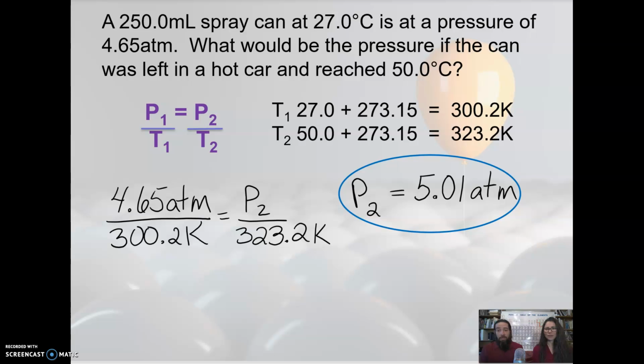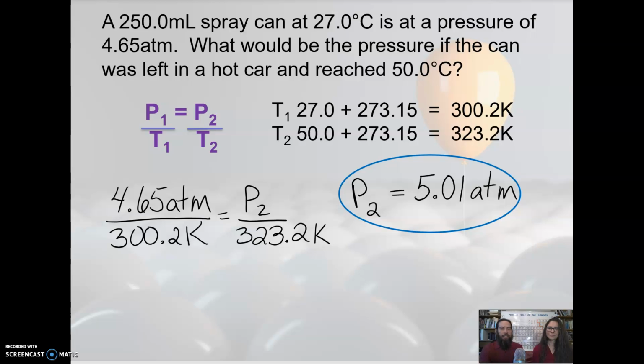The temperatures have to be in Kelvin. Always, I know, always. And you can get a little loose when you don't have R. We can leave the pressure in millimeters mercury, different units, but the temperature does have to be in Kelvin. So we did have to do a conversion there. Always convert to Kelvin. We get our new pressure, 5.01 atmospheres.